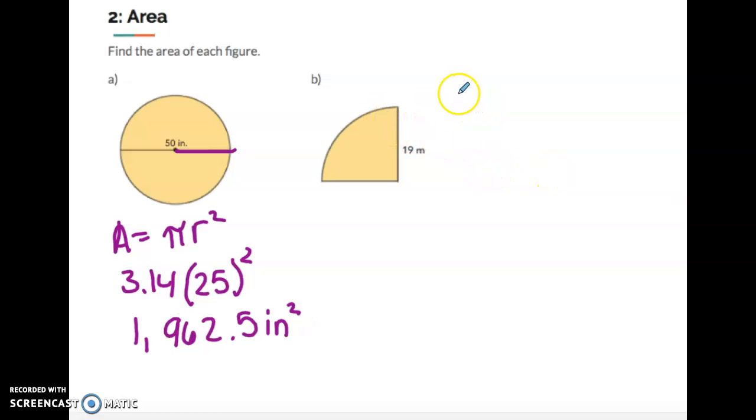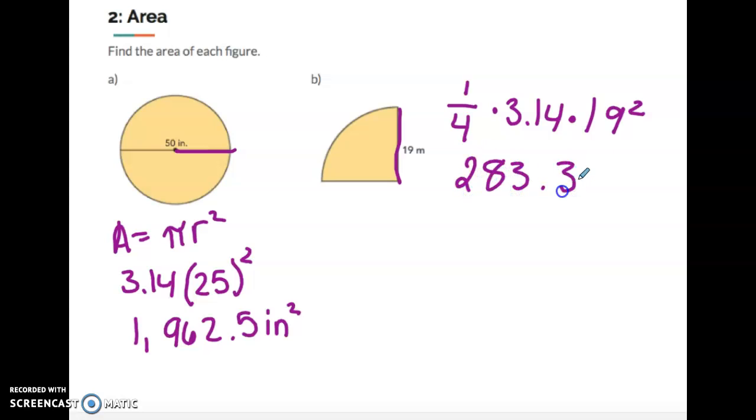All right, and over here we have a quarter of a circle. So 1/4 times 3.14 times, here this is the radius, 19 squared. 1/4 times 3.14 times 19 squared is 283.385. I believe in the form it said to round to the nearest hundredth, right? So we have to look to the right of the hundredths place. So 283.39, since it's a 5, the 8 gets rounded up, and that's meters squared.